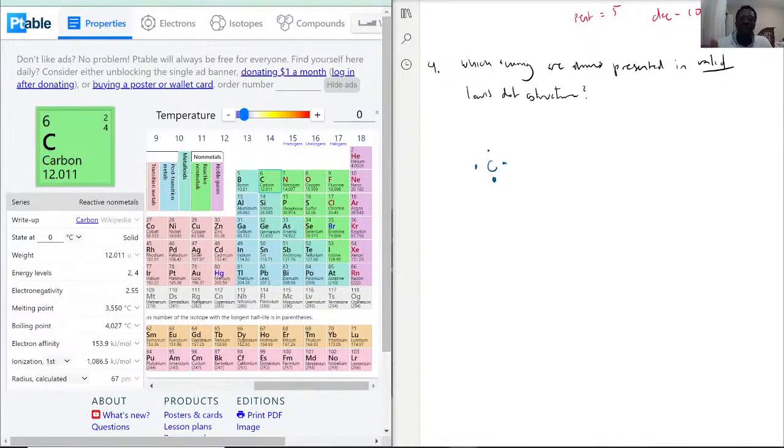So that matches. You can also quickly use your electron configuration to figure this out. Just to make sure, we start at helium because that's the most recent noble gas, and then we have 2s2, 2p2. Those 2 and 2 match what the carbon is showing here. So this is indeed a valid Lewis dot structure.